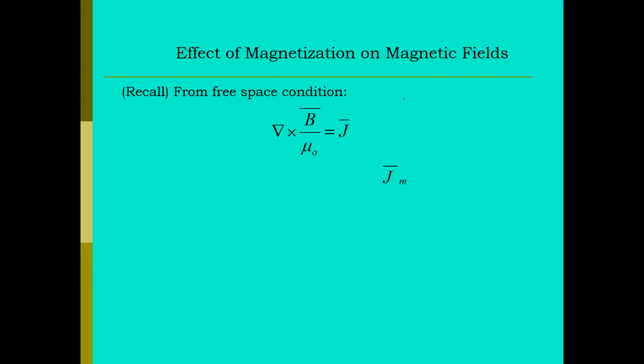This is related to Ampere's law. The point form of Maxwell's equation is given by curl of H equals J, which is basically obtained from Ampere's law. In a free space condition, we can write that H will be equal to B over mu naught. So we have curl of B vector over mu naught is equal to J, right?